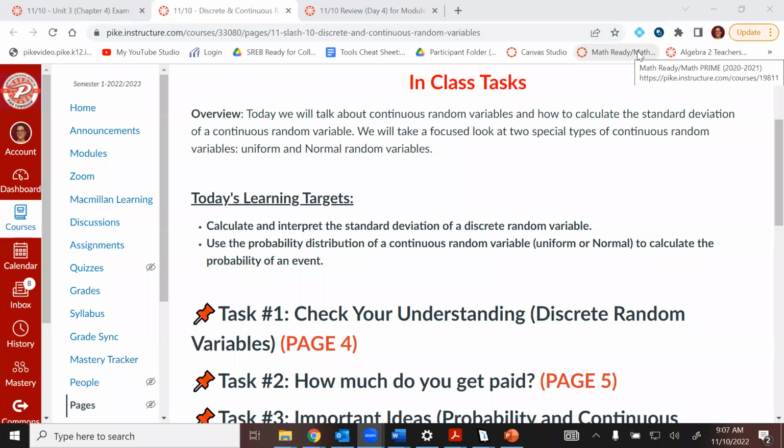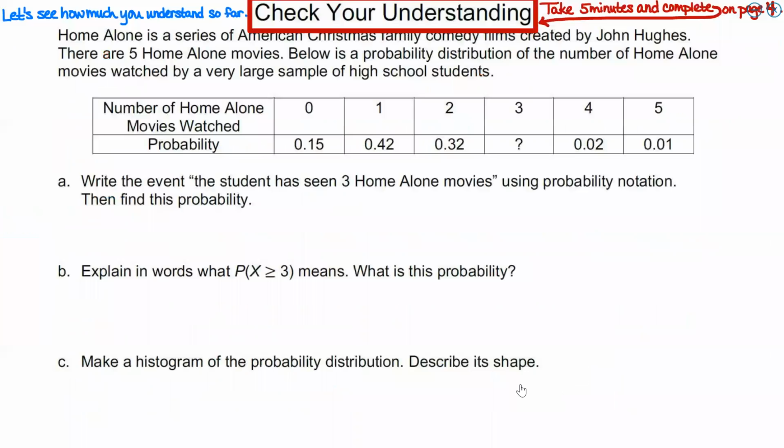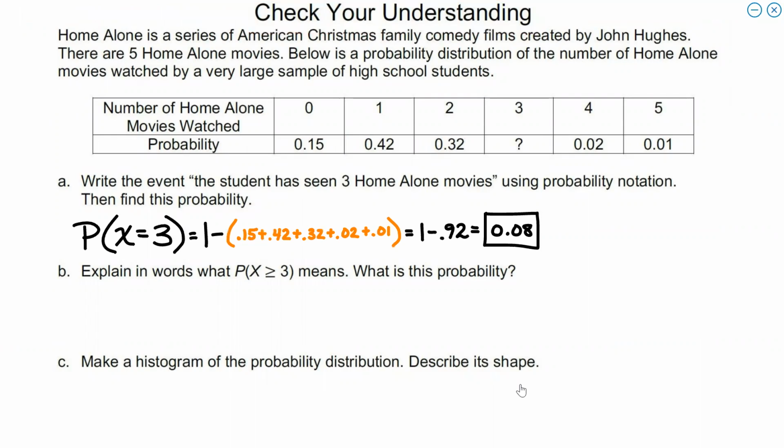All right, let's look at this. Check your understanding. Write the event that a student has seen 3 Home Alone movies using probability notation, and then find this probability. So probability of X equals 3. We actually didn't have that on our table.